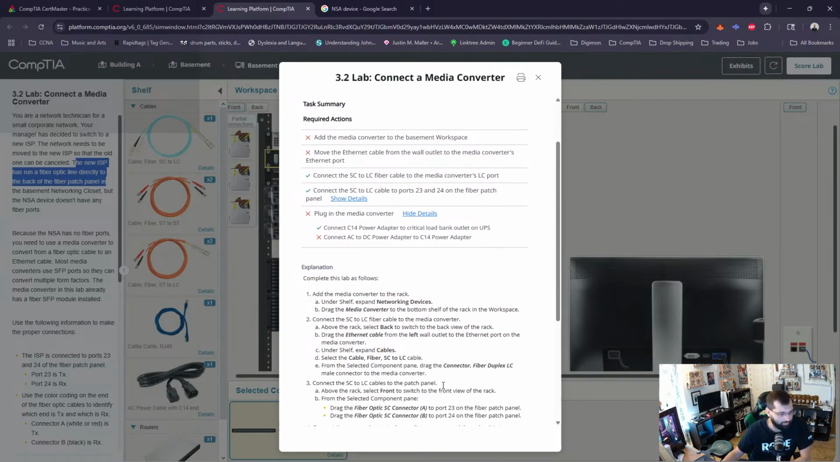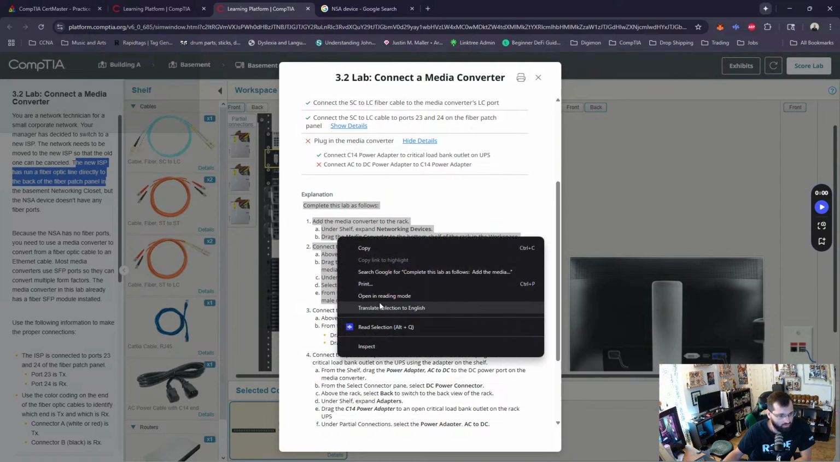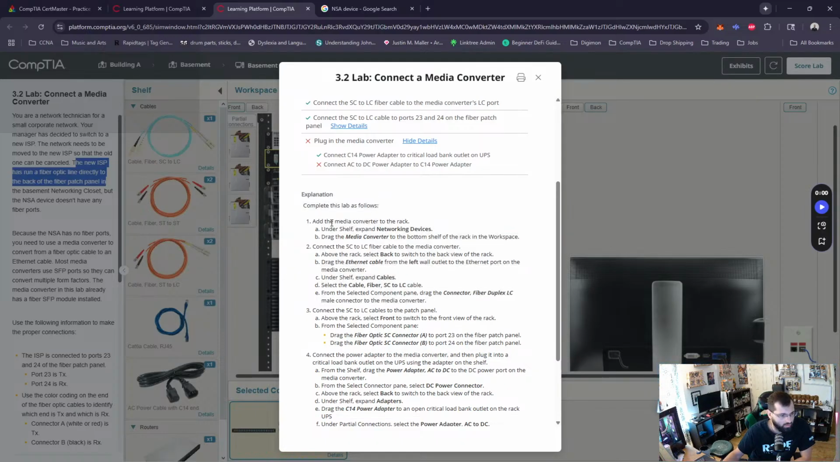Add the... Okay. Let's read when it says... You gonna do it? Probably not. It doesn't like this program. Okay. Add the media converter to the rack. Where can I add the... I tried. It told me no.